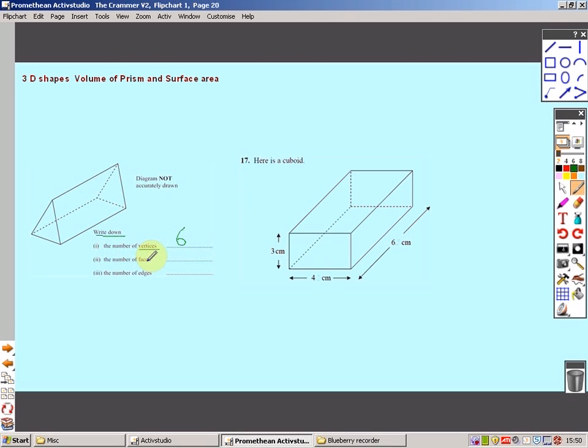The number of faces. Faces is the sides, if you like, or the bits you could touch. Is 1, 2, 3, 4, 5. I've got the 3 around here, and the 2 ends is 5. The number of edges, that's the bits that join the vertices. 1, 2, 3, 4, 5, 6, 7, 8, and that last one there would be 9.